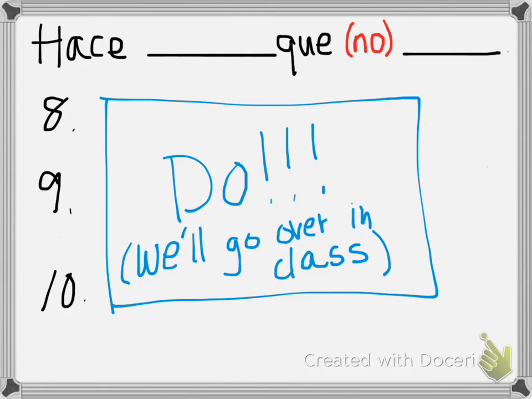Okay, I would like you to finish 8, 9, and 10. Remember, follow the structure that you see at the top right here. Hace, time period, que, and then your subject verb phrase, or if you're using no, just your verb phrase right after. Okay, so finish those. We will check them in class, so we'll go over them. And then I want you to skip to the bottom real quick where you have numbers 11 through 15. Okay, because we're now going to look at the question to be able to respond.